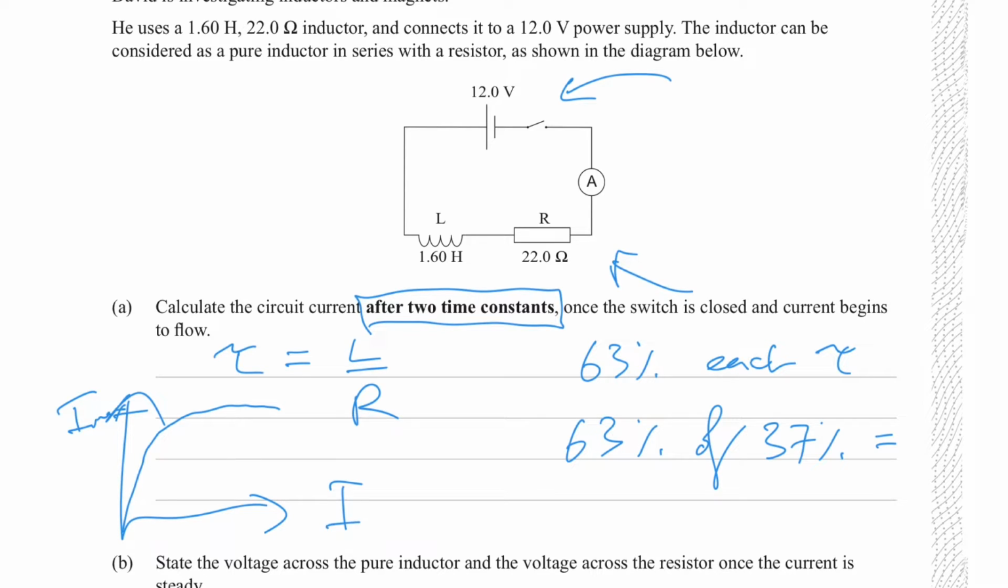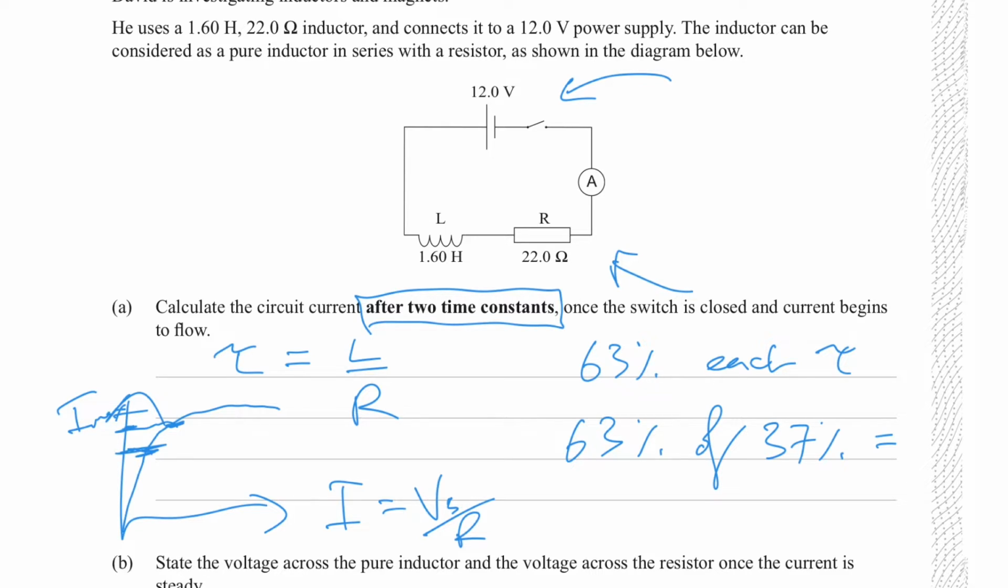The maximum current is just V of the voltage supply, 12 volts, over R. I equals V over R, R being the 22.0 ohm resistance, because once you've reached a steady state in the circuit, the inductor is doing nothing. So I equals Vs over R. That gives you a maximum value, and 63% of that is somewhere in this range up here. And then you've got another 63% of the available. So visually, that's what you're looking for.